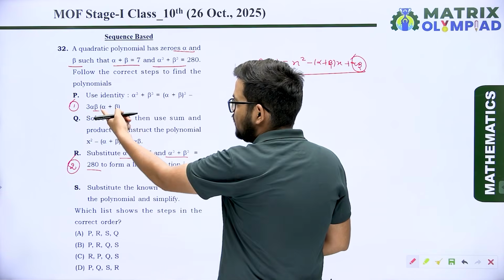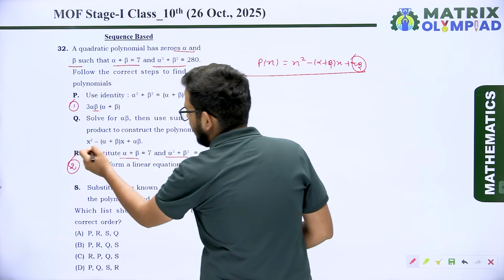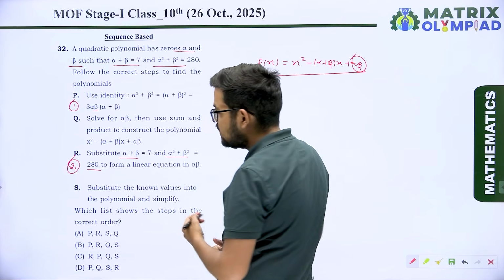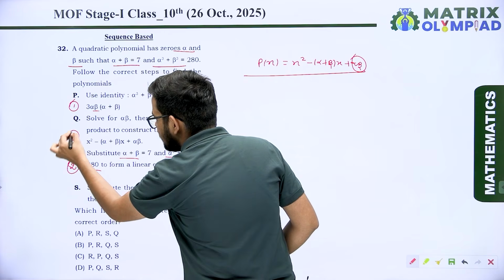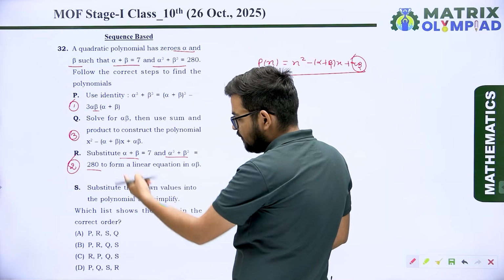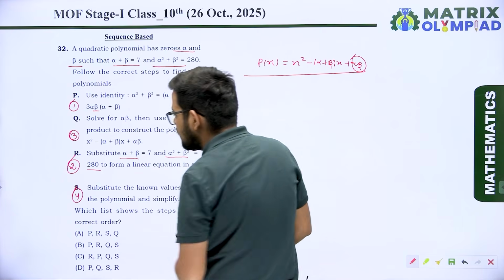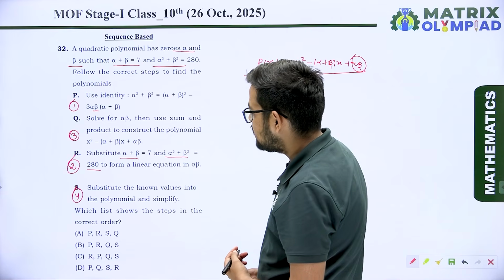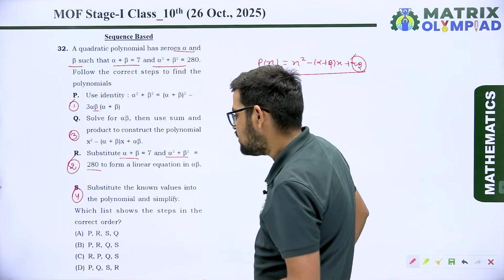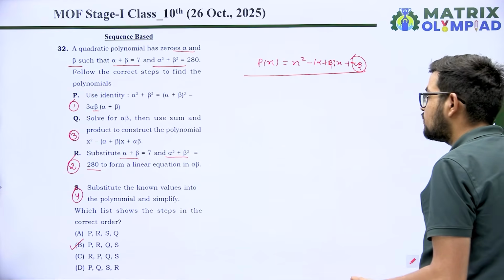Third step, from here you will get the value of alpha beta, and you will substitute in the polynomial x square minus (alpha plus beta)x plus alpha beta. So this will be step 3, and after substituting the value of alpha beta and alpha plus beta, you will simplify and you will get the polynomial. So this one is step 4. So our correct order is PRQS. PRQS. Option B will be the correct answer.